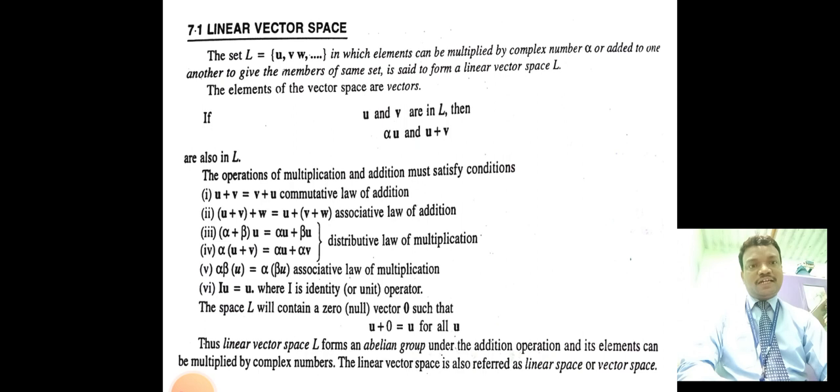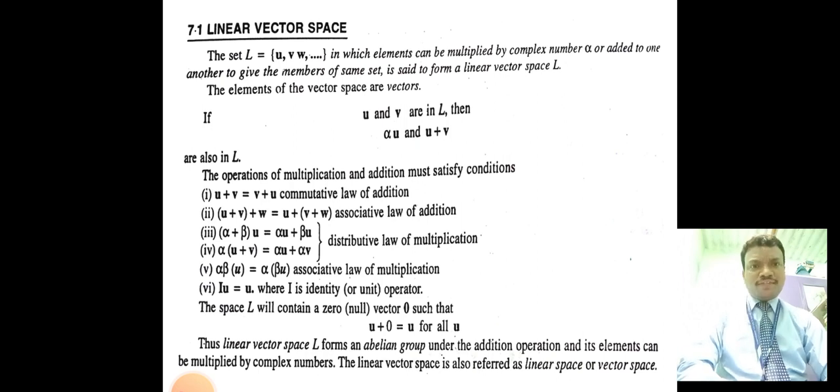The multiplication and addition must satisfy certain conditions: the commutative law of addition, the associative law of addition, the distributive law of multiplication, and the associative law of multiplication. So the linear vector space forms an abelian group. It is also referred to as a linear space or vector space.